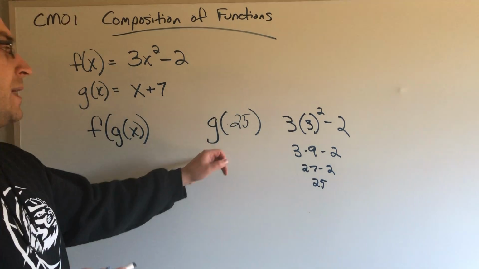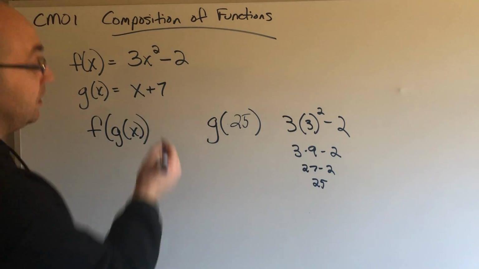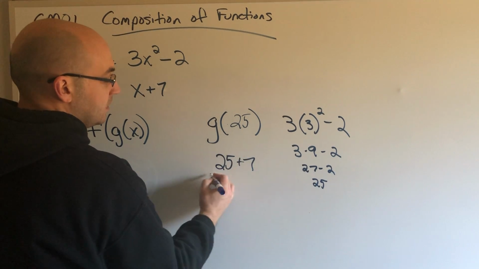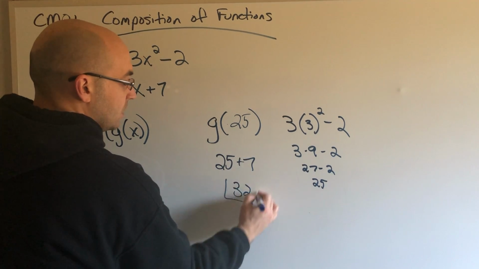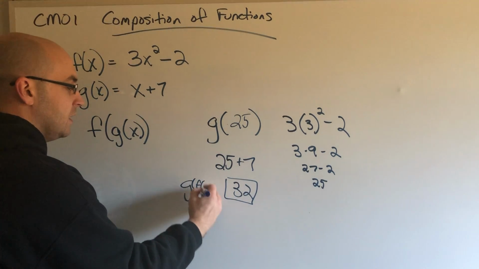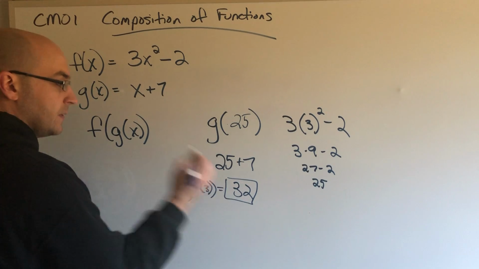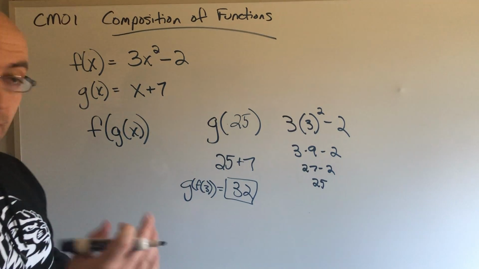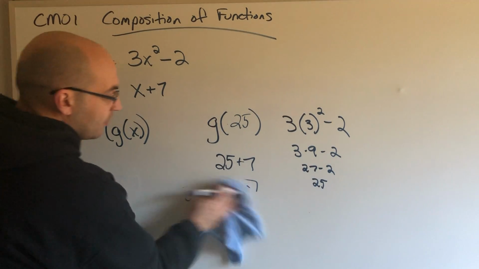Now I need to evaluate the g function at 25. So if g of x is x plus 7, now I've got 25 plus 7, which gives me 32. So the answer to g of f of 3 is 32. You might see a multitude of differences there with numbers or even some small operation.